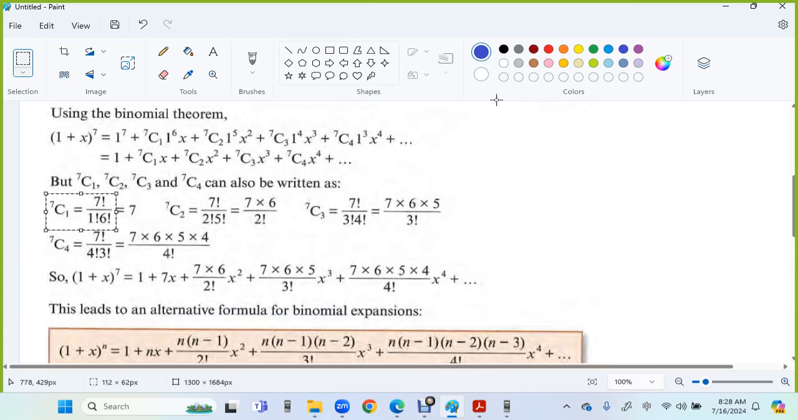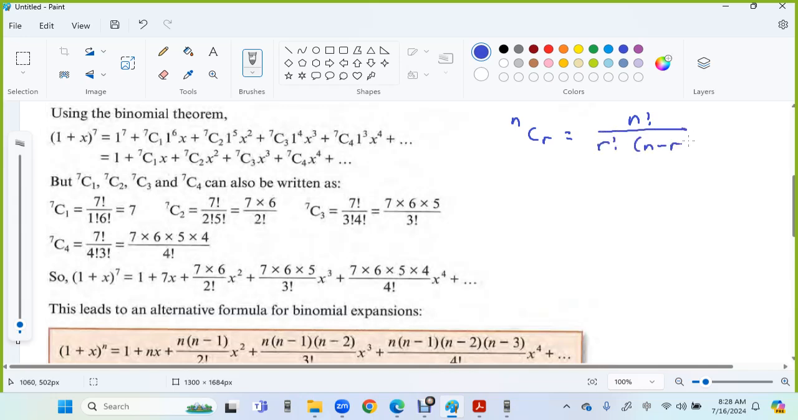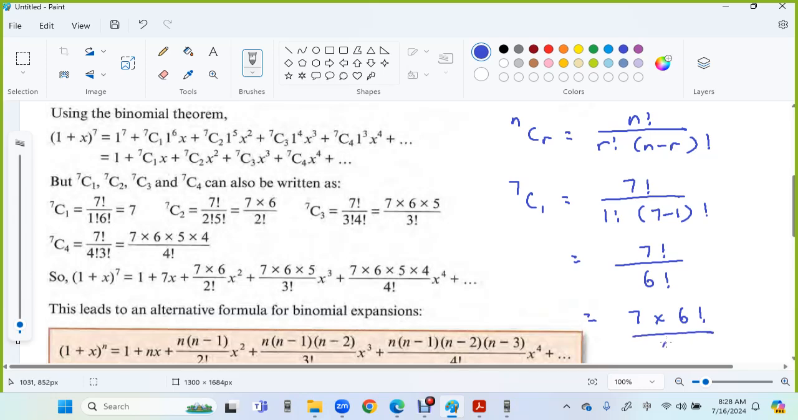We know that the definition of nCr is n factorial over r factorial times (n minus r) factorial. So the 7C1 will be 7 factorial over 1 factorial times (7 minus 1) factorial. So this one is actually 7 factorial over 6 factorial. 7 factorial we can write as 7 times 6 factorial, and then divide by 6 factorial. Then cancel, we will have 7 here.